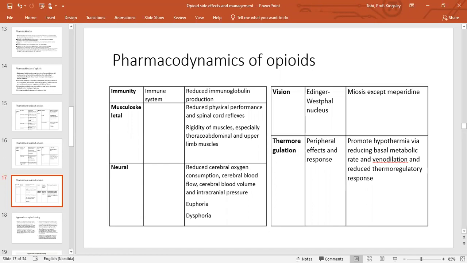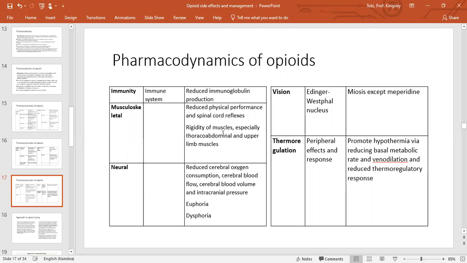There's reduction in cerebral oxygen consumption, cerebral blood flow, cerebral blood volume, and intracranial pressure. And obviously, the common side effects of opioids, the euphoria and dysphoria, are effects on the central nervous system. All right, all opioids cause miosis except meperidine, true or false? All right, you see it here. True, the impact on the Edinger-Westphal nucleus, most opioids will cause pinpoint pupils.